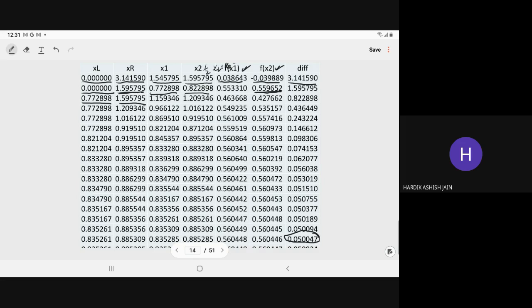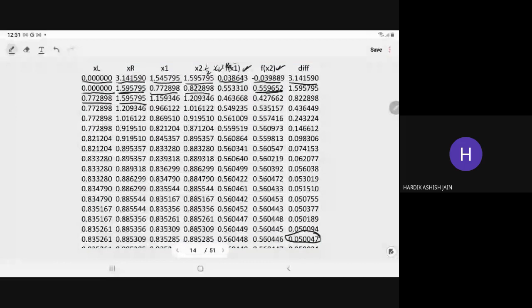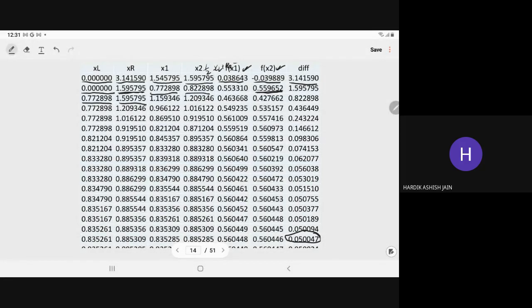Sir, so we are supposed to calculate these values for every iteration. Iteration by iteration, we are narrowing our interval: 0 to 3.14, now 0 to 1.59, now 0.7 to 1.59, now 0.7 to 1.2, 0.7 to 1.016, 0.7 to 0.919. So iteratively, we are decreasing the interval length, and we repeat until this length is less than delta 0.05. Fine, sir.